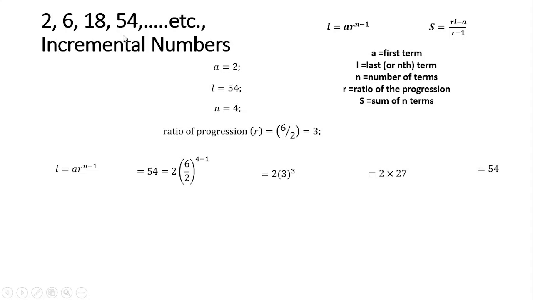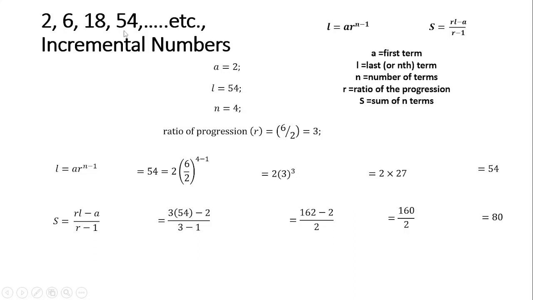Now we can sum up all the terms using the formula S is equal to (RL minus A) divided by (R minus 1). Here I already know the ratio R is equal to 3, the last term L is 54, and A, the initial number, is 2. Substituting, 3 into 54 is equal to 162. So 162 minus 2 divided by 2, simplifying, I get 160 divided by 2. At last I got 80. So the sum of the progression is 80.